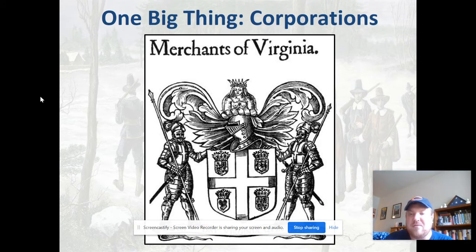Originally, in the late 1500s, early 1600s, wealthy individuals in England are going to try to establish these colonies, to not great success.